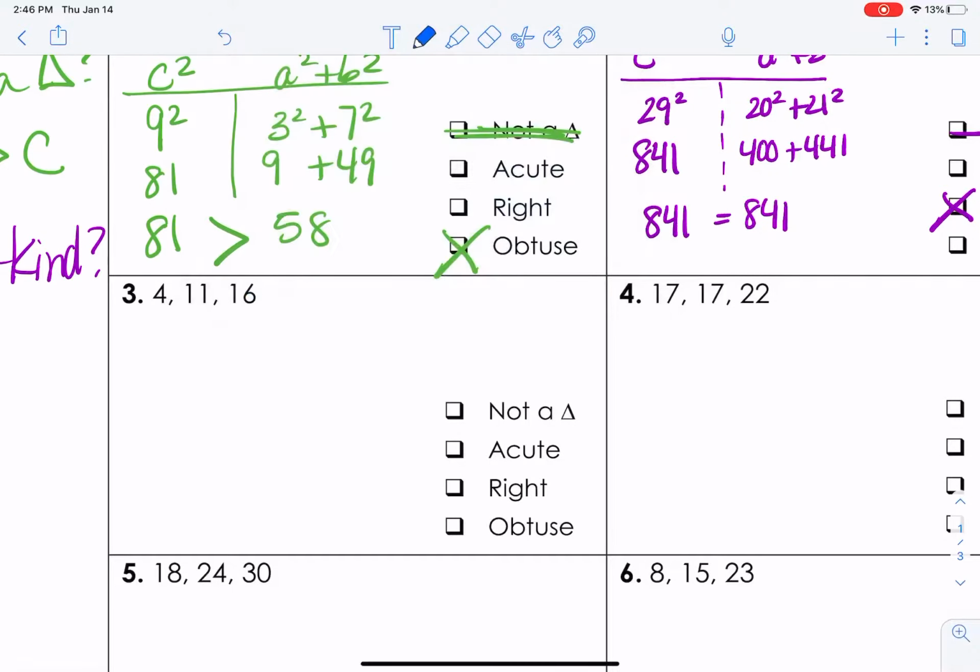So now we have number 3. Again, identify the longest side. So 4 plus 11 has to be greater than 16. 4 plus 11 is 15. That most definitely is not greater than 16. That's a no. That is not a triangle. We're done. I can't do anything else with that.